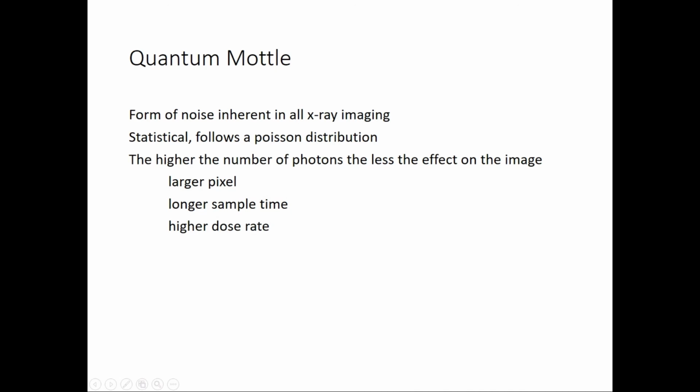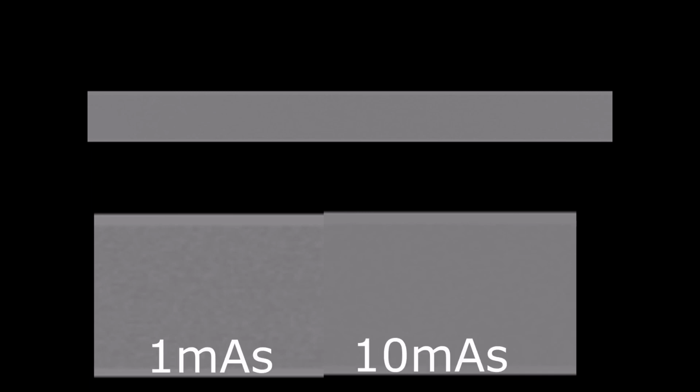Longer sample time, or have a higher dose rate. And either of those things require more photons, basically. So we either keep the same mA, but for longer time, or we have a much higher number of photons per second. So those two things are mAs, basically. So there's the difference. That one there has got less variation than this one. And this one was done at a lower mAs. Okay.